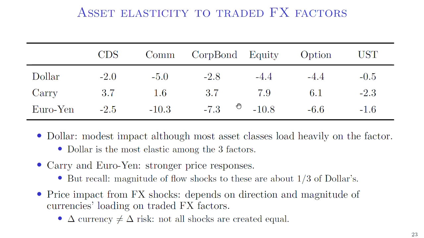And here, for time's sake, I'm just quickly going to point out these three factors. This is basically the impact of a trading demand shock in dollar, carry, and euro yen on the asset classes. I just want you to know that they have different magnitudes, different sizes. And really the point we're making here is it's probably not a good idea to just talk about how a trading demand shock in the FX markets shocks the other asset classes. You can see all shocks are not created equal. It really depends on which risk factor is actually getting shocked.